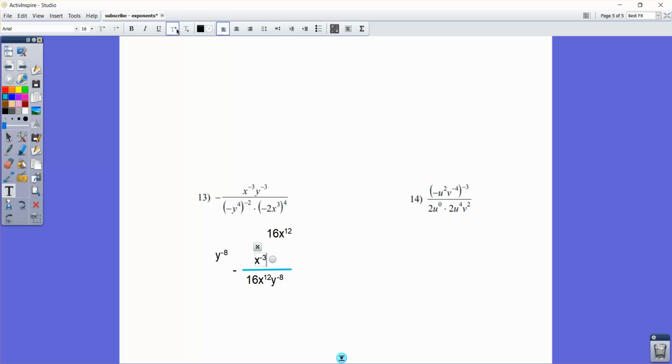Okay, now, let's go ahead and look at these. We have common bases here. Let's simplify these. X to the negative 3rd minus x to the 12th, or negative 3 minus 12.